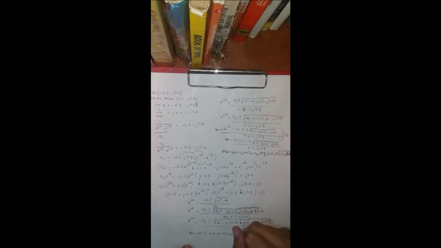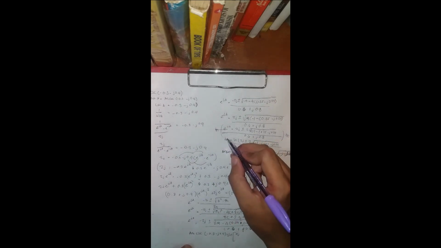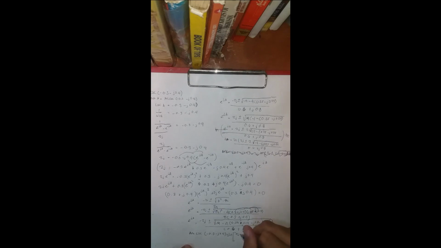Sorry for the spaces. So we have arc cosecant of negative 0.3 minus j 0.4 equal to ln of 2j. So I forgot here negative j, because 1 over j is just negative j. So you have 2j plus minus 2 square root of negative 1 minus 0.25 minus j 0.24 all over 0.6 plus j 0.8. So this is the final answer.